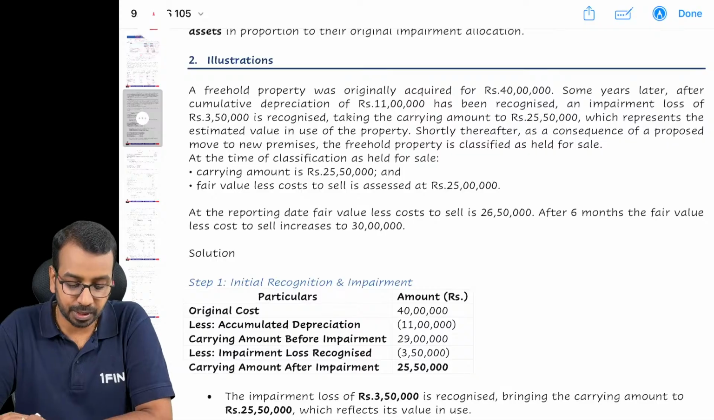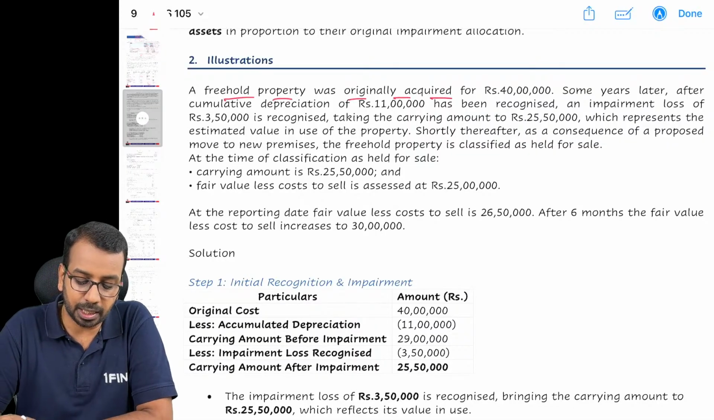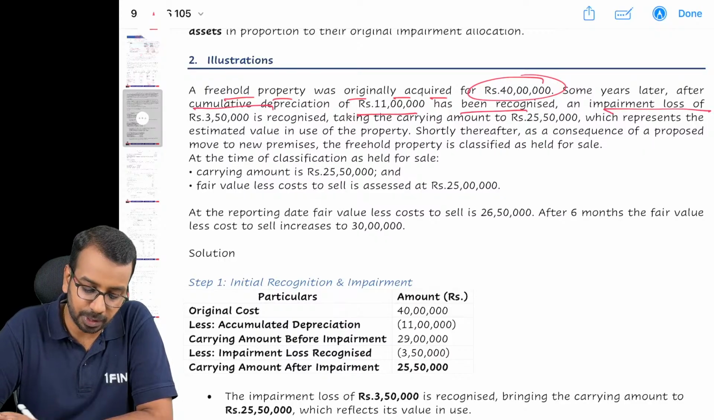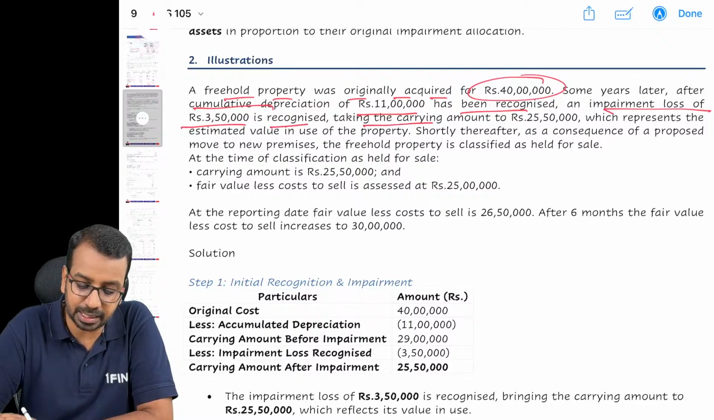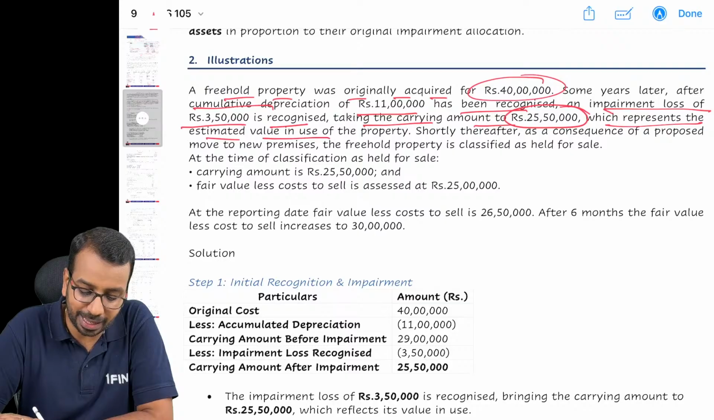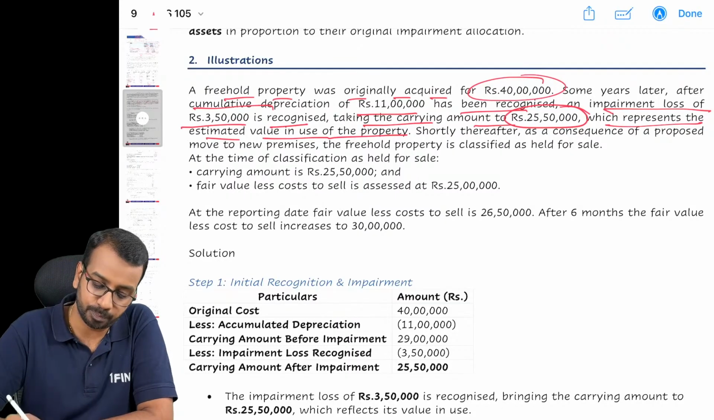Let's look at the next one. A freehold property was originally acquired for 40 lakhs. Some years later, after cumulative depreciation of 11 lakhs has been recognized, an impairment loss of 3,50,000 is recognized, taking the carrying amount to 25,50,000. This represents the estimated value in use of the property.